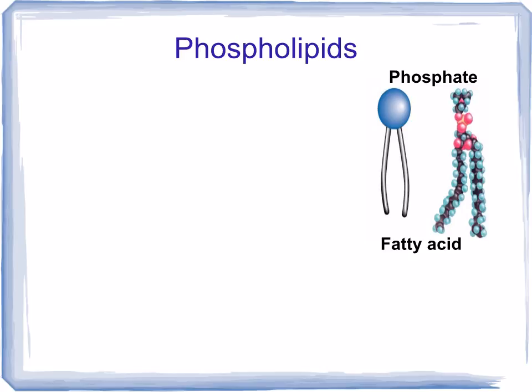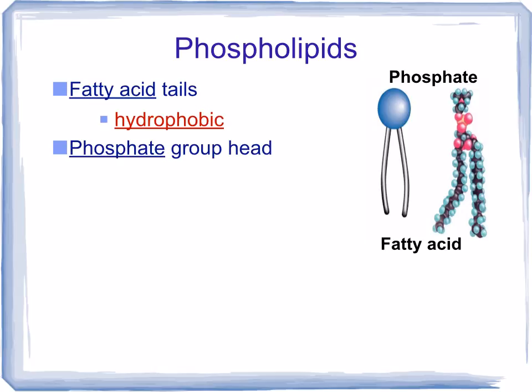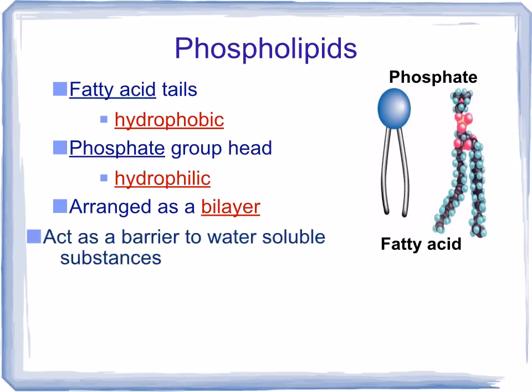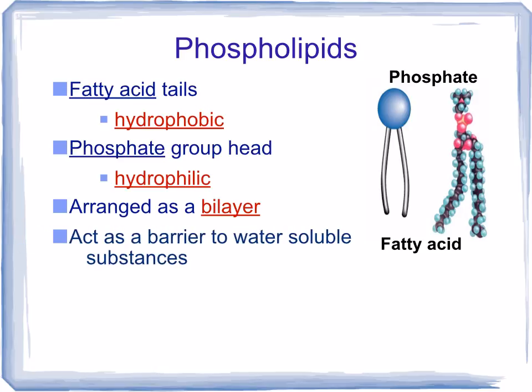Let's have a look at phospholipids. A phospholipid is made up of 2 parts. You've got your fatty acid tail, which is hydrophobic, so it doesn't like water very much, and it repels water. Then the phosphate group head, which is hydrophilic, and this likes water, so it's attracted to water. They are arranged as a bilayer, so this acts as a barrier to water-soluble substances.